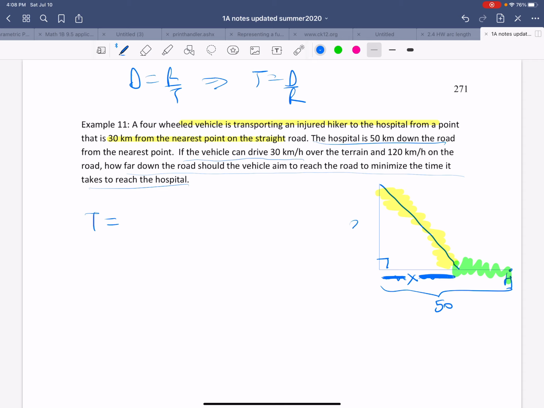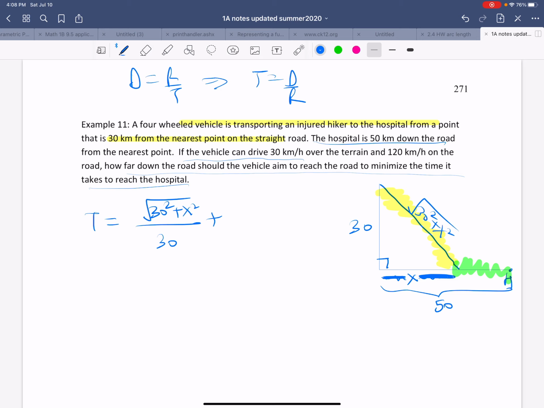It's also given that this is 30 here. So if one leg is 30 and the other leg is x, the hypotenuse would be the square root of 30 squared plus x squared. That would be the distance on the terrain. So time would be the distance over the rate. The distance is the square root of 30 squared plus x squared, and the rate at which they can go on the terrain is 30 kilometers per hour.